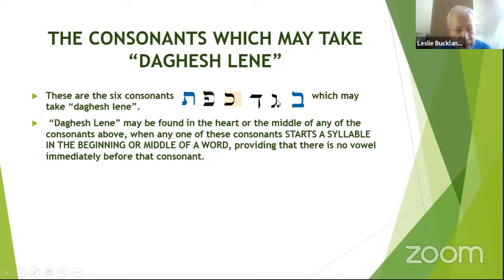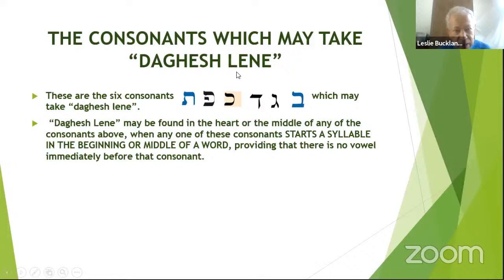Vaith, Rimmel. Gimel without the dot is an R sound called Rimmel. Vaith, Rimmel, Thaleth, Kaf, Fe, Thou. If you say that over and over again, you should remember the 6 letters. These are the only letters in the Hebrew alphabet that may take Dagesh Lenny.